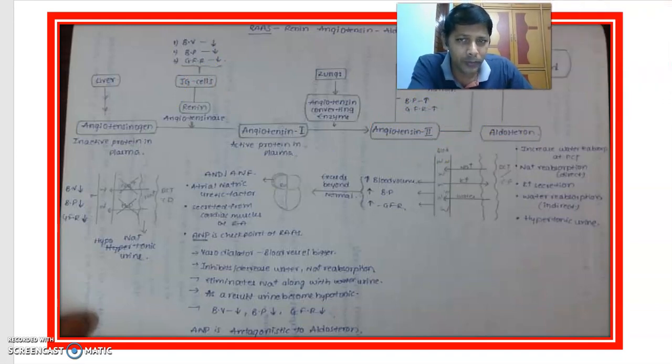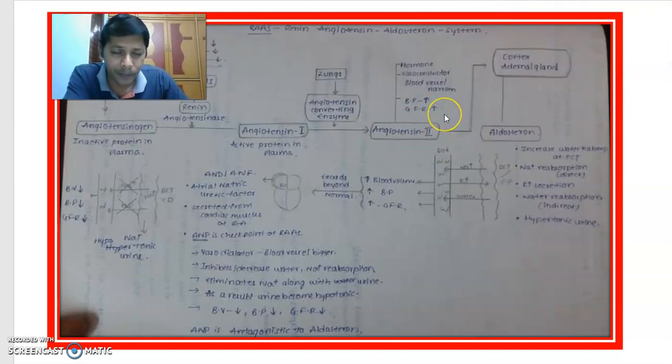The other function of this angiotensin 2 is that it also acts on the cortex of the adrenal gland, the adrenal cortex.